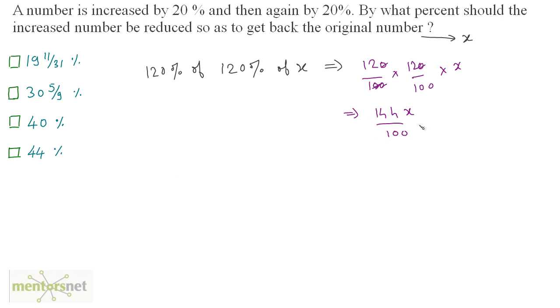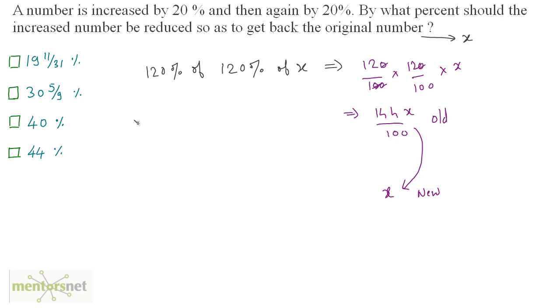Now this is the increased value, the increased number that we have got. We have to reduce this number to get back the original number x. So this becomes the old value and x becomes the new value. And by what percent should this old number be reduced to get back the original number x?